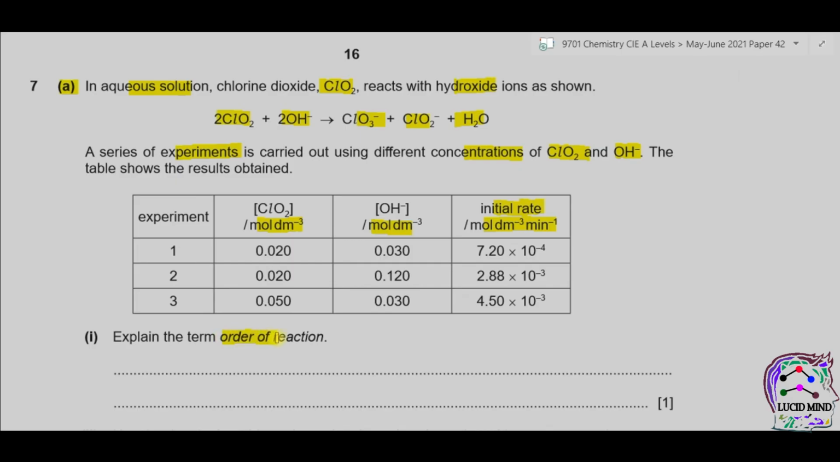Explain the term order of reaction. Now, order of reaction is the power to which a concentration of reactant is raised in the rate equation. So we can write: the power to which the concentration of reactant is raised in the rate equation.